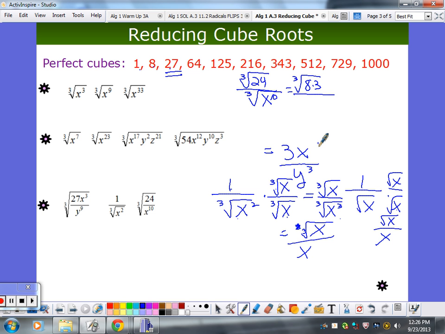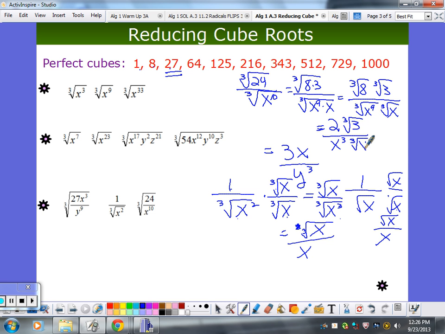What about the bottom now? It's not a perfect cube, not divisible by 3. So what's the biggest perfect cube then? X to the 9th, and then times the x. Let's split these guys apart. And let's see what we get. What's the cube root of 8? 2. Cube root of 3, that's as low as I can go. What's the cube root of x to the 9th? X to the 3rd power, and nothing I can do with that cube root of x.